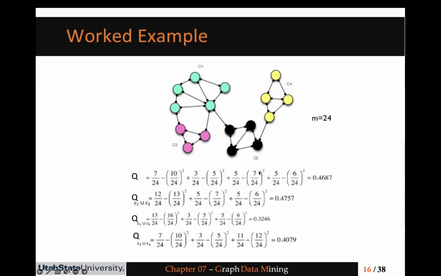So 7 over 24 squared is the B sub B, which stands for the black community, or C3, or community 3 in this case, plus 5 other edges over 24, right? So 5 edges which connect the yellow nodes together, minus 6 over 24, which is the B for the yellow community over here, because it's 5 plus 1 edge which connects the yellow community to the black community over here.